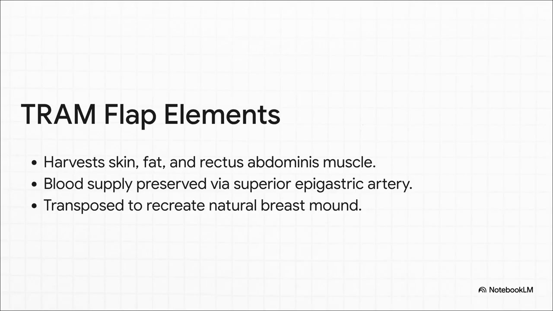You're looking for the harvesting of skin, fat, and the rectus abdominis muscle from the lower abdomen. You need to see documentation showing that the blood supply was preserved, typically via the superior epigastric artery, and that this whole tissue complex was transposed to recreate the natural breast mound. Capturing the deepest tissue layer in the flap, which is the muscle, is the absolute key to accurate PCS coding here.